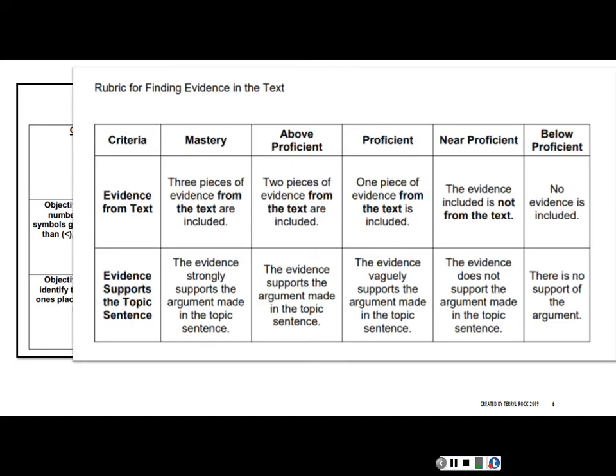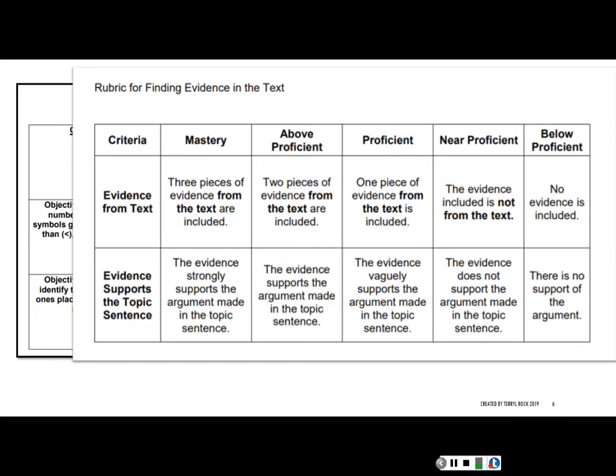Here's another one. This is a literacy one. And this person has chosen a 5-part rubric. Evidence from text. Evidence supports the topic sentence. Mastery, above proficient, proficient, near proficient, and below proficient, of how she's set it aside. So we don't have excellent down to sucks. We can use words like proficient.